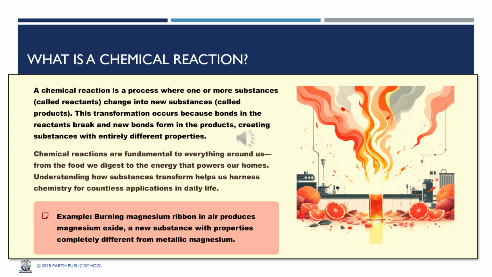What is a chemical reaction? A chemical reaction is a process in which one or more substances react to form new substances with different properties. The substances that take part in a reaction are called reactants, and the new substances formed are called products. Chemical reactions are happening around us all the time, like rusting of iron, burning of fuel, or digestion of food.